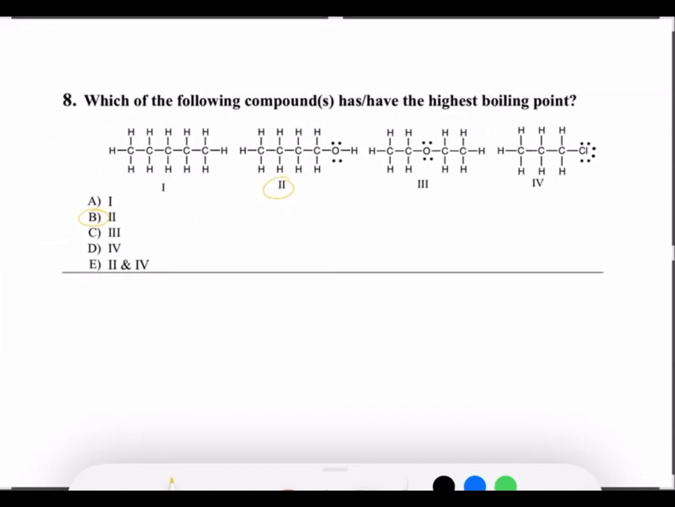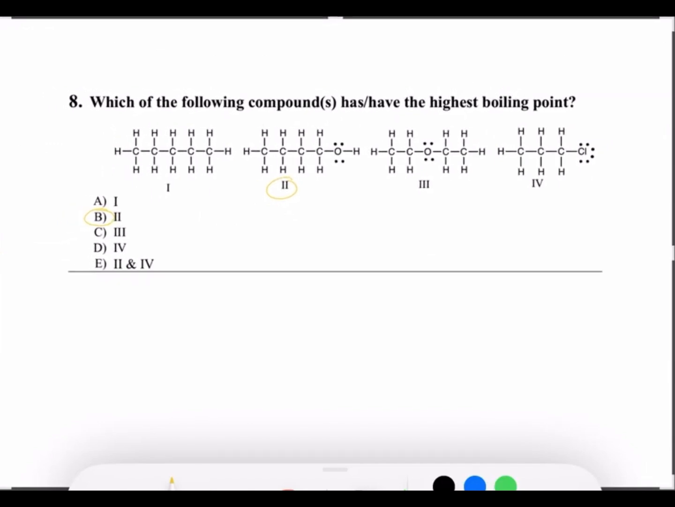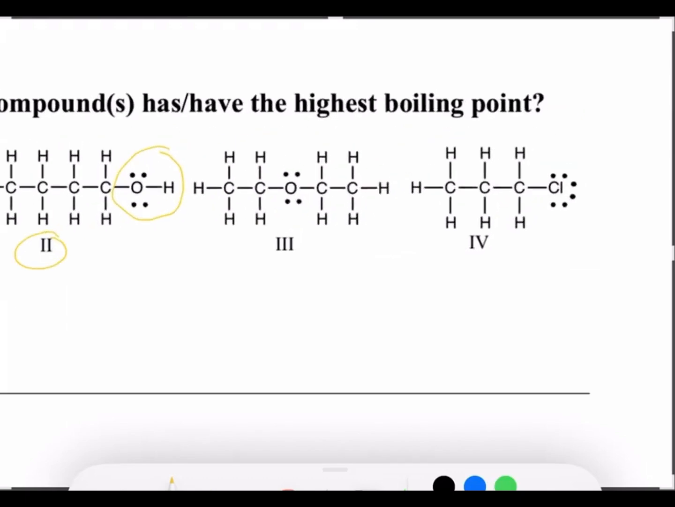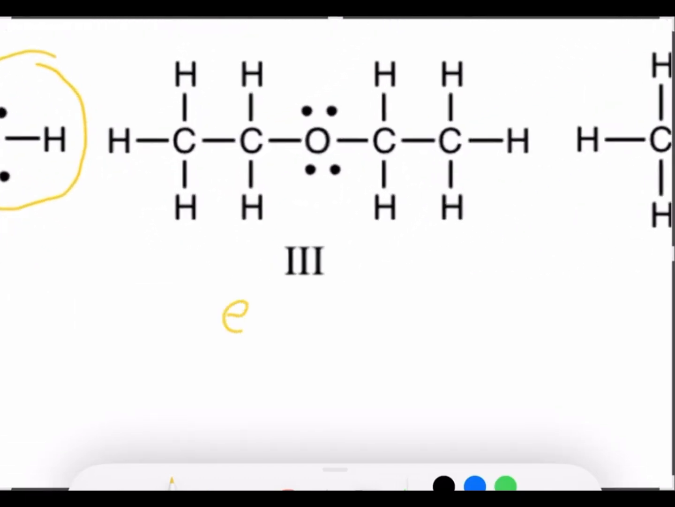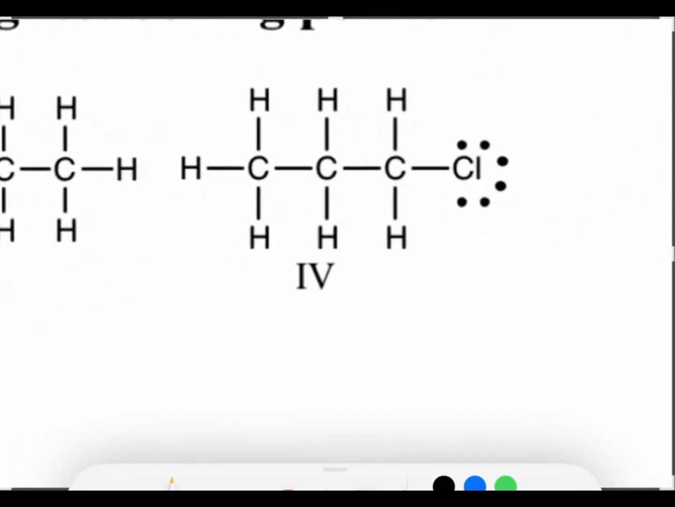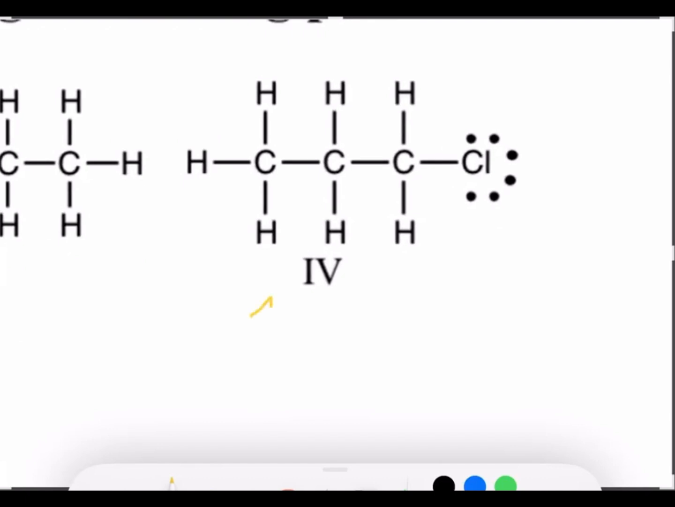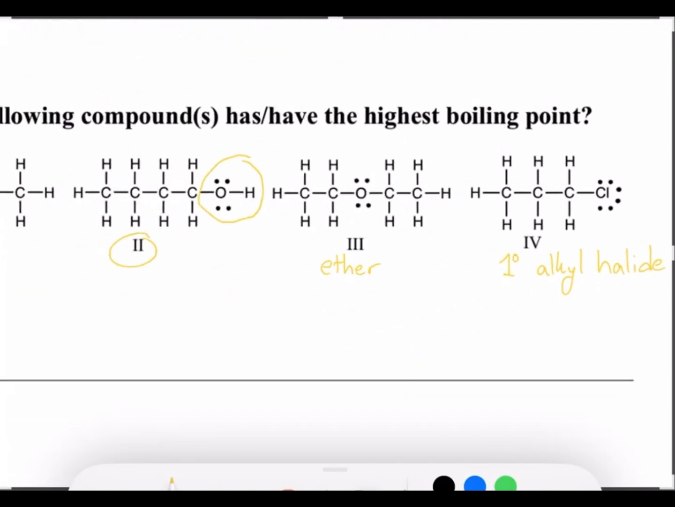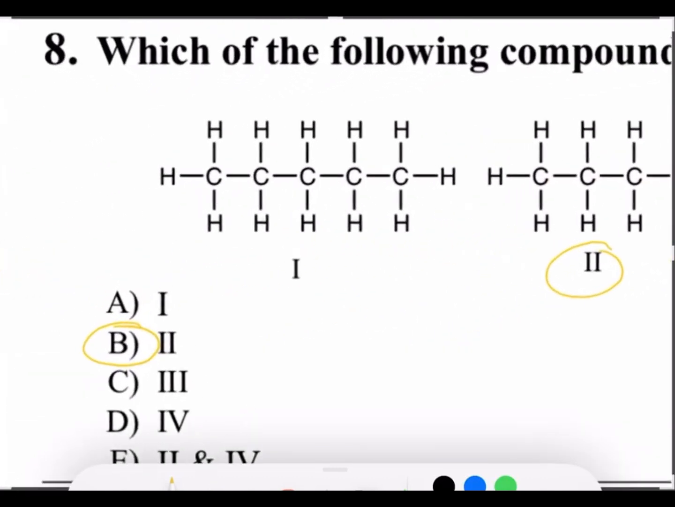Now, when we look at the problem, we can see that B is the only one with hydrogen bonding, right? So over here, molecule number 3, that is an ether. So we'll label this one ether. And then on the right, number 4, this is a primary alkyl halide. Perfect. And number 1 is just a regular carbon bond.